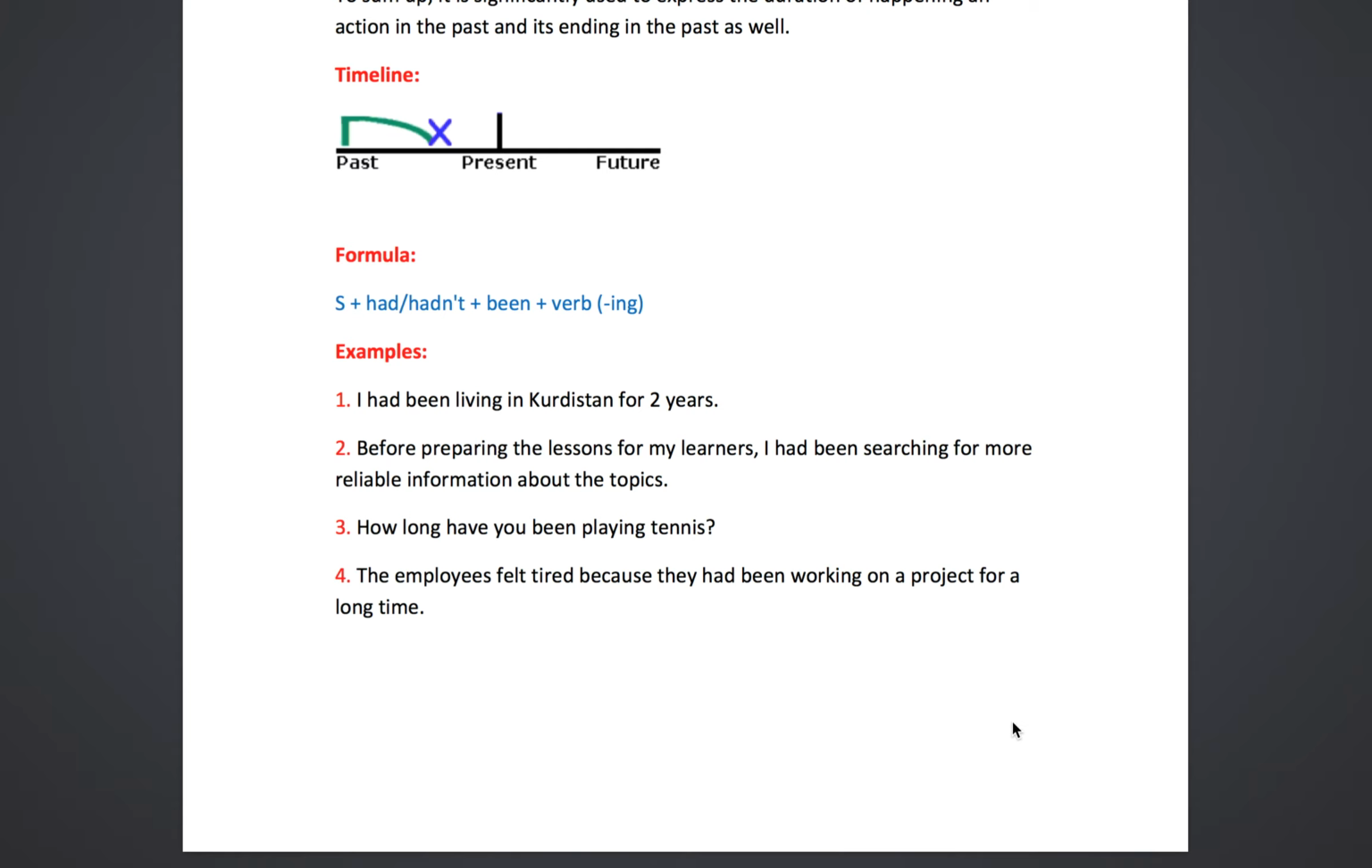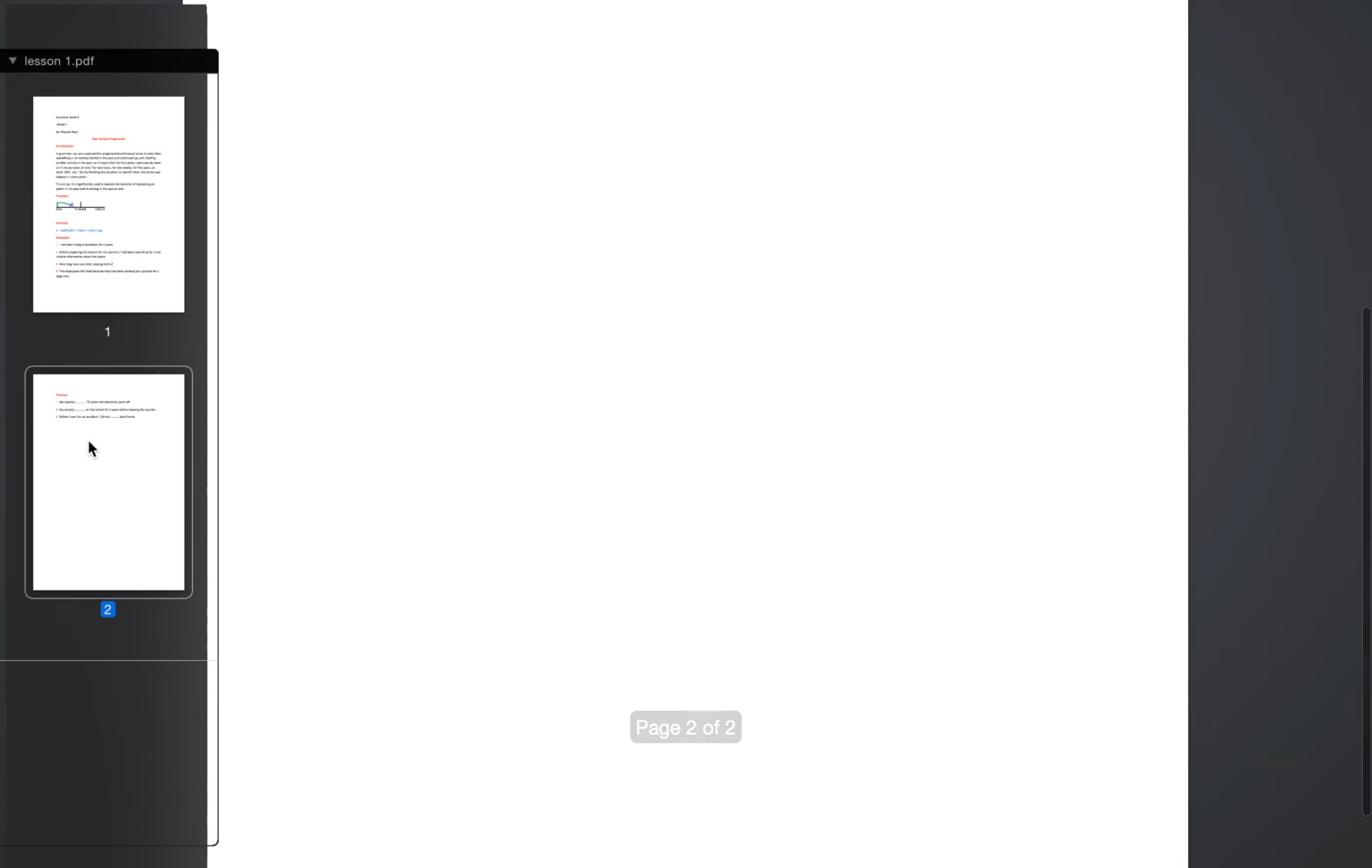And the fourth one is: the employees feel tired because they had been working on a project for a long time. They had been working on a project for a long time and then they got tired. So feeling tired is the cause for them to stop working. This action is interrupted and ended by the other action in the past. And also here we have some exercises you can benefit from.